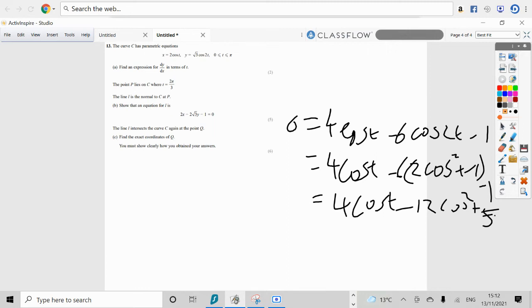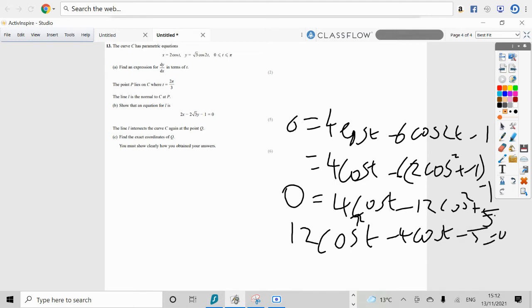I don't fancy leaving that as it is, so I'm going to put that in a nicer form, getting the coefficient positive. So we get 12 cos squared t minus 4 cosine t minus 5 is equal to 0. I want to solve that. I don't think it'll factorise. I mean, we could try it, but I don't think it will. We could try it by looking at our NumWorks calculator.